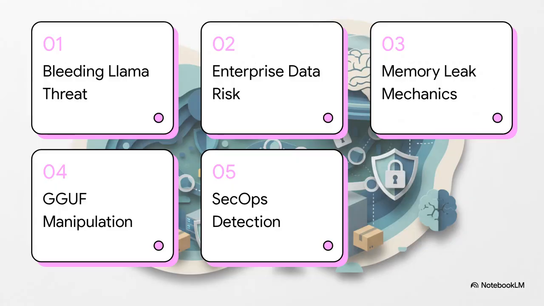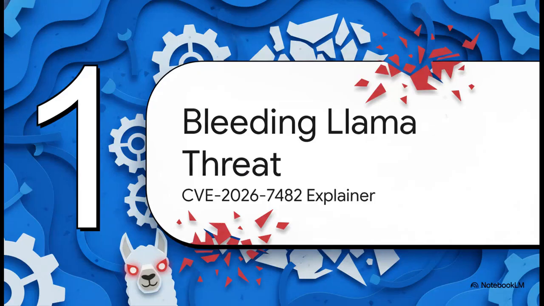Okay, really quick, here's our roadmap for this explainer. 1. The Bleeding Llama threat. 2. Enterprise data risk exposure. 3. Mechanics of memory leakage. 4. GGUF manipulation and exfiltration. And finally, 5. SecOps detection and defense. Let's get into it. Section 1.